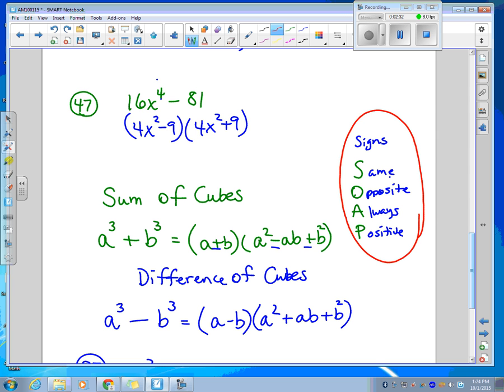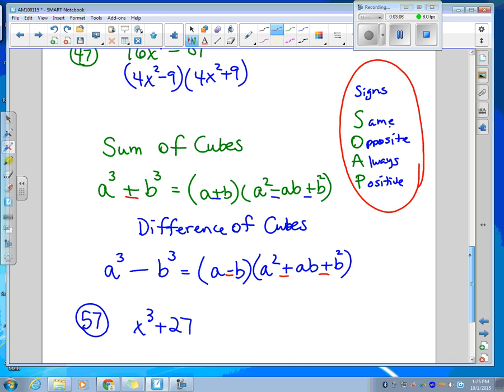The sign is the same as the one that you're factoring. If this is a sum or difference of cubes, this is the opposite of the one that you're factoring, and the last one is always positive. So now all you have to remember is that this is squared and this is squared. So again, on the difference one, the sign is the same, the opposite, and always positive. So SOAP sometimes helps you remember the pattern.